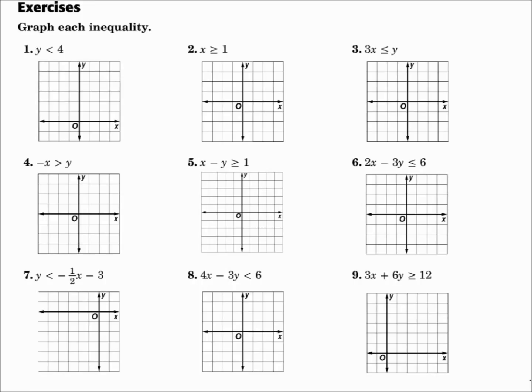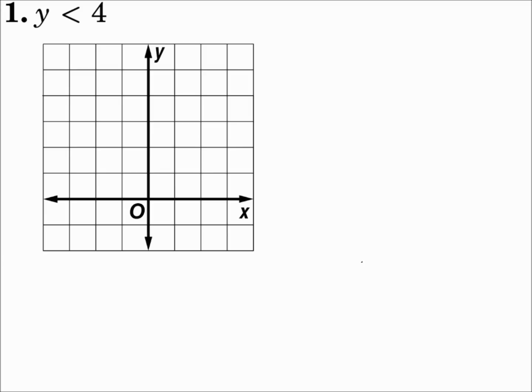Graph each inequality. Number 1, y is less than 4. The first thing to do is solve for y. Since this is already solved for y, let's go ahead and draw the boundary line. The boundary line will be where y equals 4 would occur. And when you have y equals a number, that's just a horizontal line through that number.